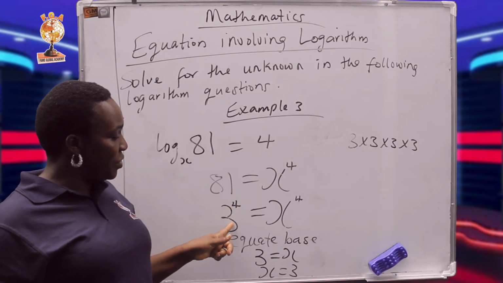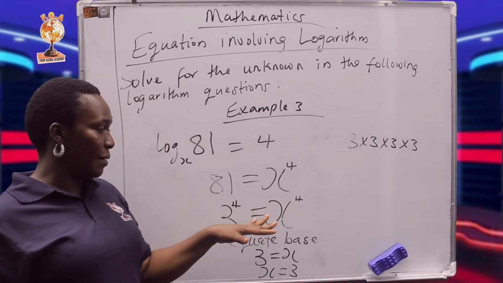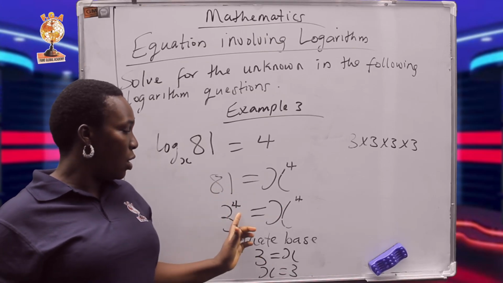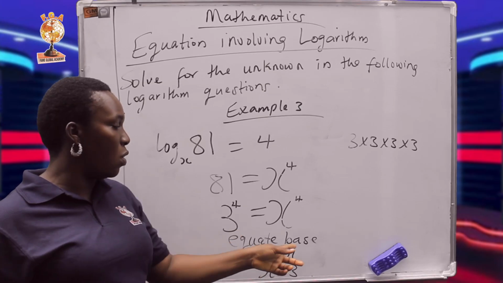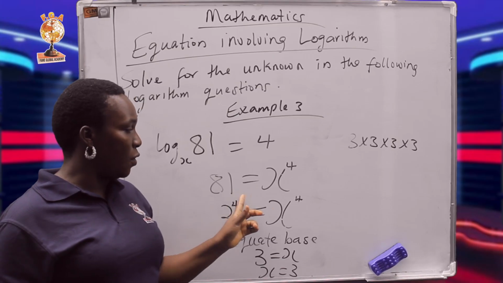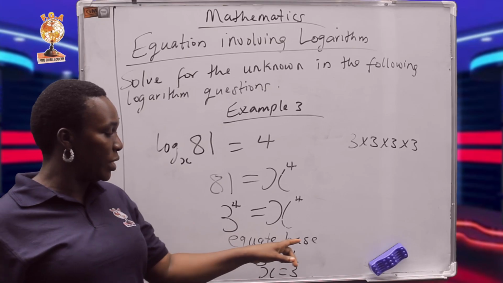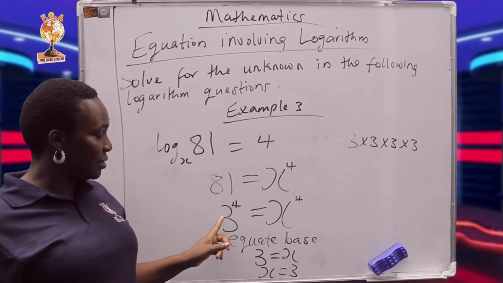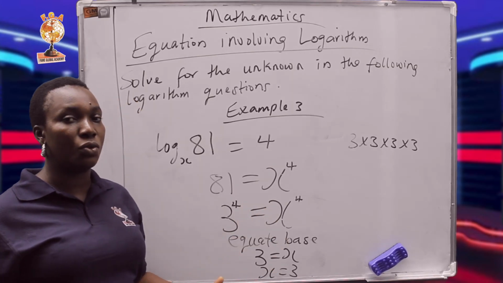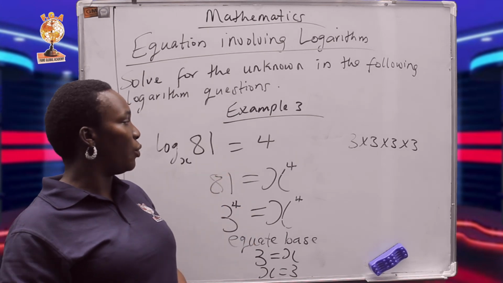So we now have 3 raised to the power of 4 is equal to x raised to the power of 4. Once you are here, so long as the two powers are exactly the same number, all you need to do is equate your base. This is the base. 3 and x are called the base. These 4 and 4 are called the powers. So if the powers are exactly the same, you equate base. And when we equate base, we have that 3 is equal to x. And 3 is equal to x is also x is equal to 3. They mean the same thing. So that is that for example 3.